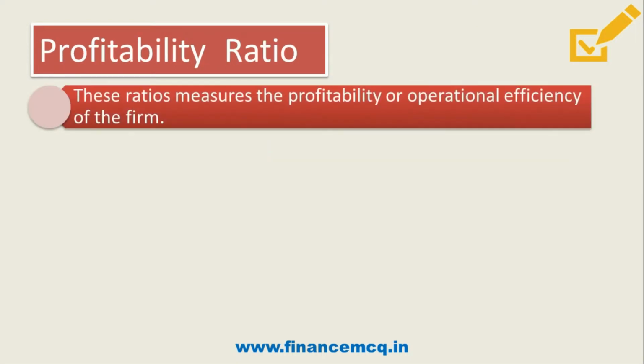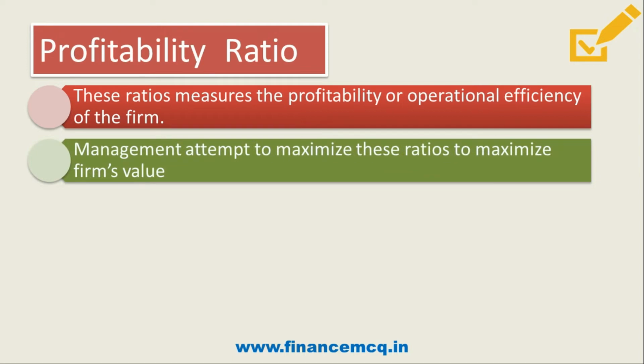Friends, profitability ratio measures the profitability or operational efficiency of the firms. That is, it tries to identify how much profitability or operational efficiency a firm is having. And friends, management attempts to maximize these ratios to maximize the firm's value. That is, if a firm has a high profitability ratio, it will ultimately lead to higher firm's value.